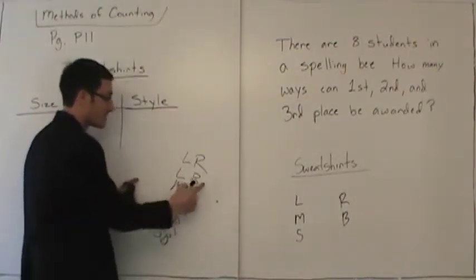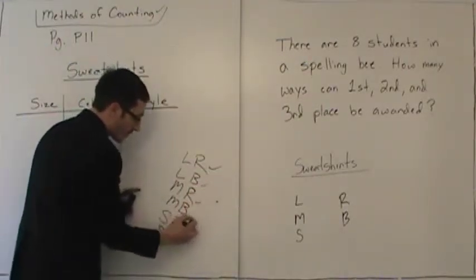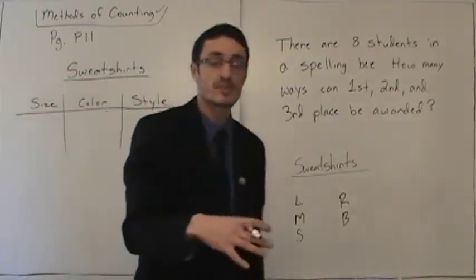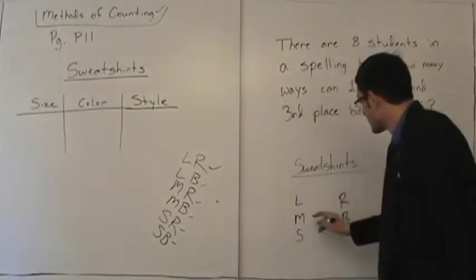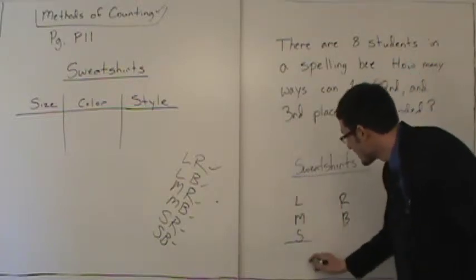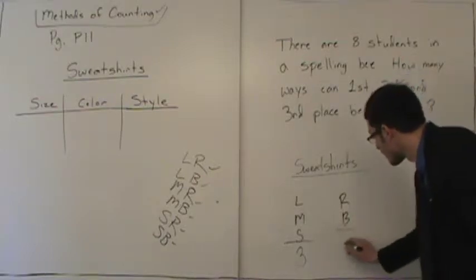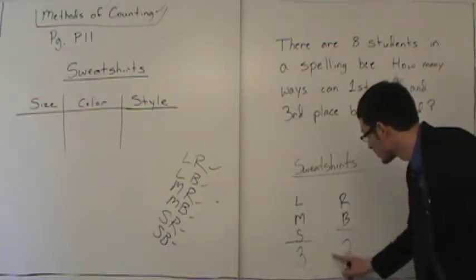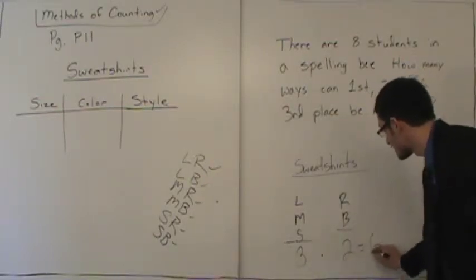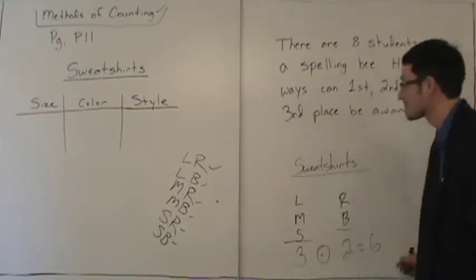So count it: 1, 2, 3, 4, 5, 6. Again, we are counting. We established there are 6 ways we could choose a sweatshirt. Notice, how many options did we have for size? 3 options for size, and 2 options for color. 3 multiplied by 2 gives a total of 6. So the key is we are multiplying today, not adding. 3 times 2 gives 6.